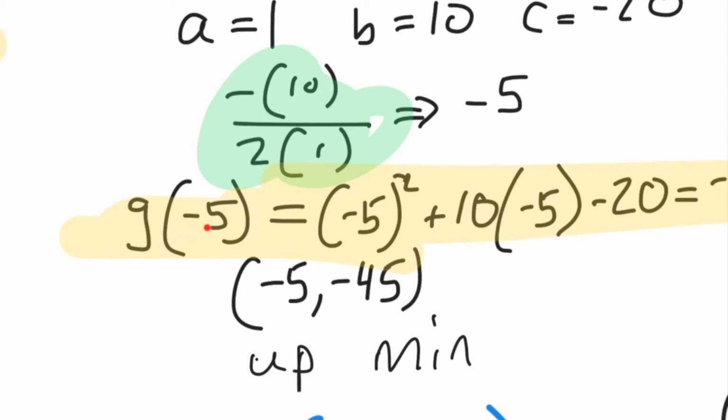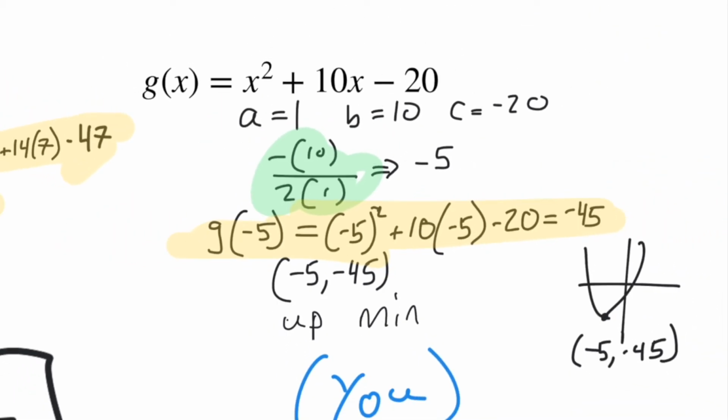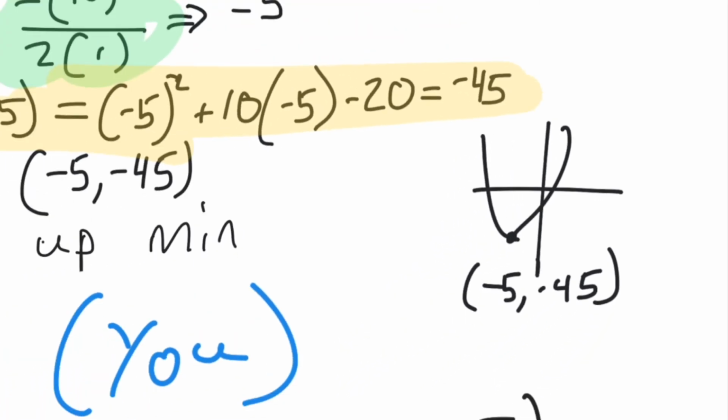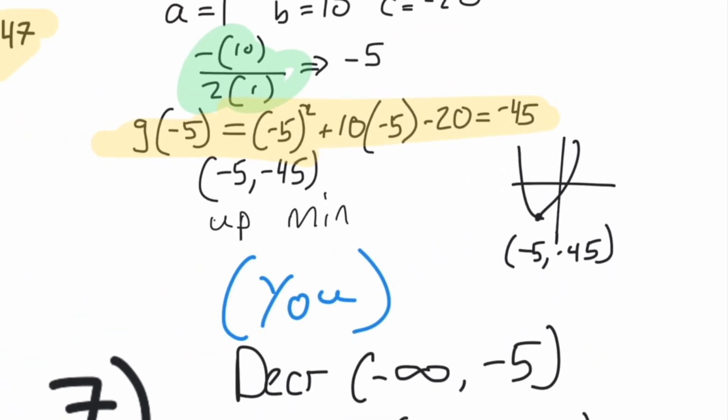When x is negative 5, then it all simplifies down to negative 45. That's where the vertex is. And I even draw a quick sketch of the graph just to keep myself organized, to give myself a visual. It is opening upward because the a value is positive 1. And the vertex itself is a minimum.